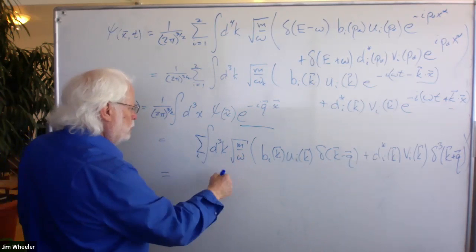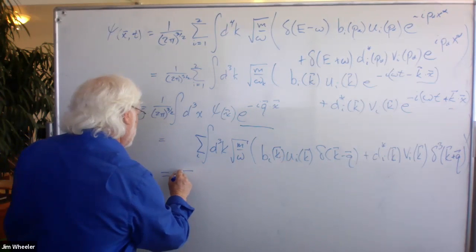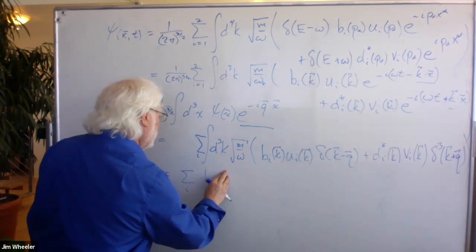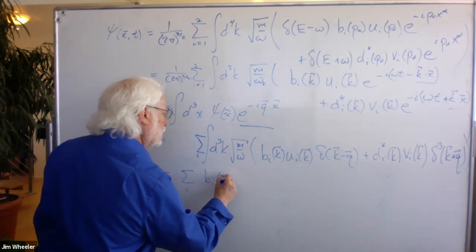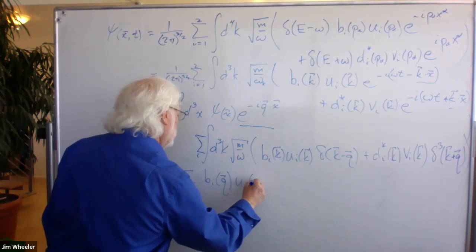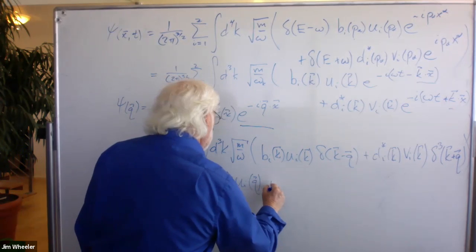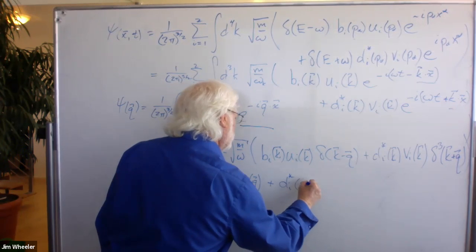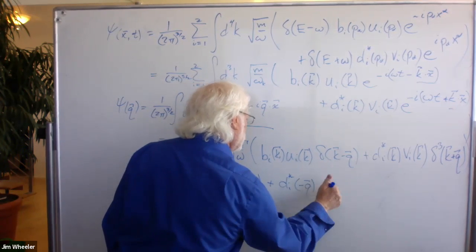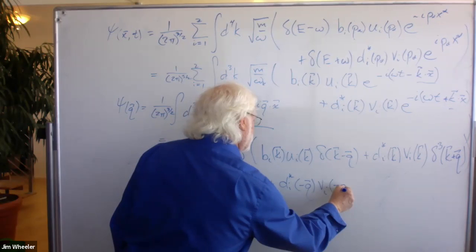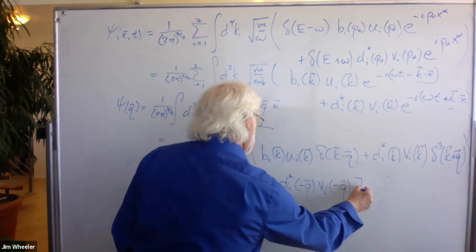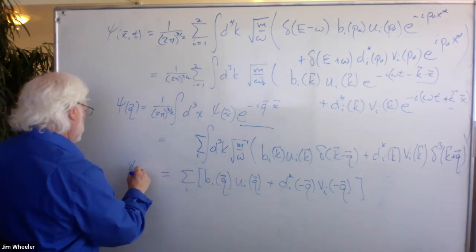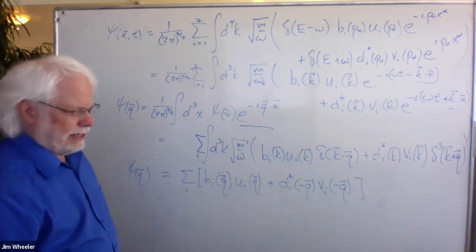So then we can do this last integral, and we're going to have a sum over i, b_i of, now it'll be q here, u_i of q, plus d_i conjugate of minus q, v_i of minus q, like that. So we're halfway to a solution now.